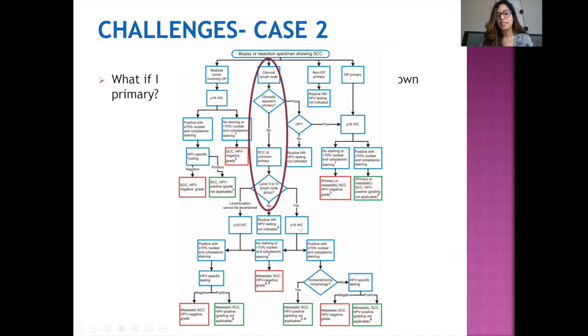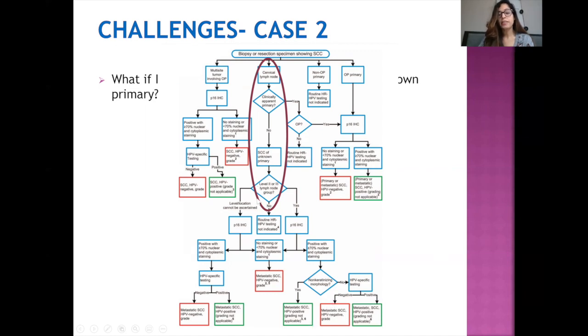If your P16 IHC is positive and your tumor has a non-keratinizing morphology, then you report it as metastatic squamous cell carcinoma, HPV positive. If you have a P16 positive squamous cell carcinoma, but it's not non-keratinizing, you go ahead and do specific HPV high-risk testing. This can be by ISH, by PCR, DNA, and if the high-risk HPV specific testing is positive, then you report it as metastatic squamous cell carcinoma. If it's negative, then you report it just as HPV negative.